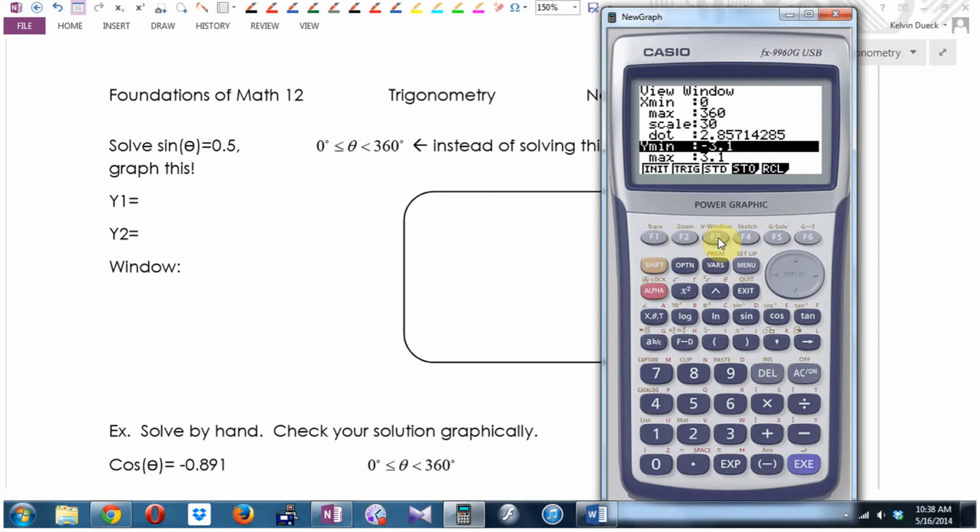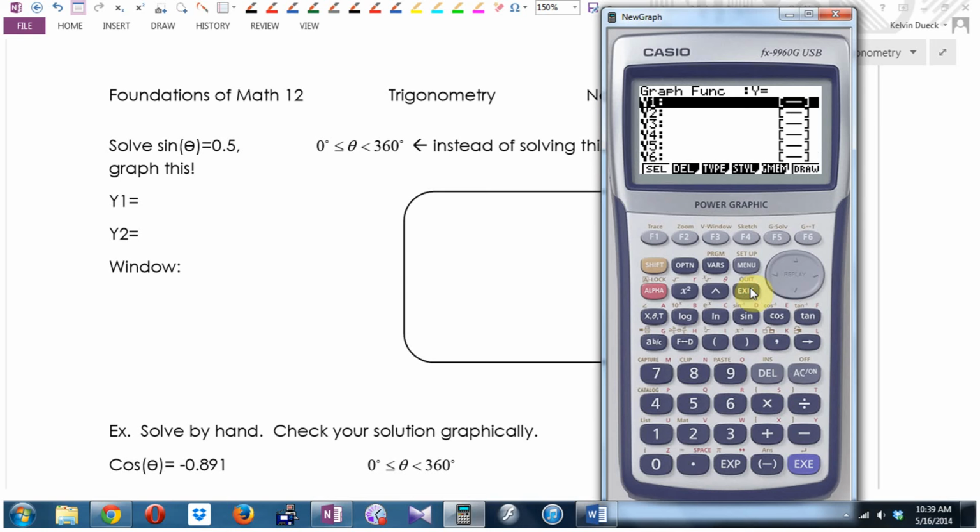Y min, you can leave as is for now. Or you know what? Y min, let's go from -3 to +3. That's why I'm telling you out loud. So x min, you're going to go from 0 to 360. And y min, I went from -3 to +3. And then I just picked a scale on the x-axis of 30 degrees, because that goes into 360 quite nicely. On the y-axis, my scale's going up by 1s, because it's from -3 to +3. Once you have that, press exit to get back to here.